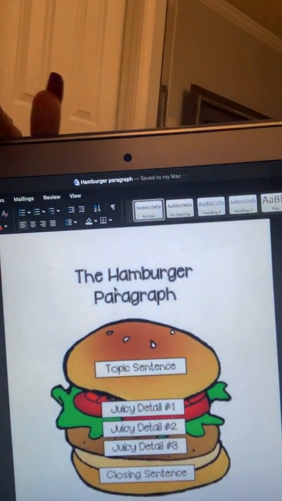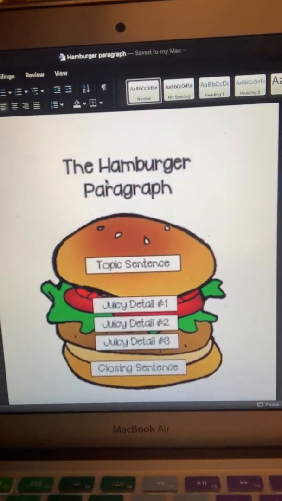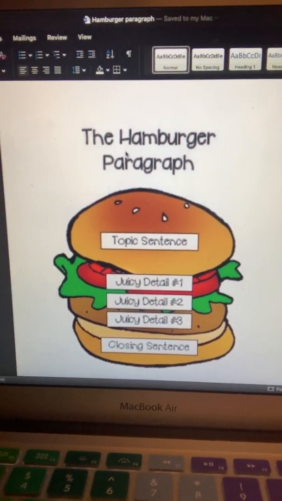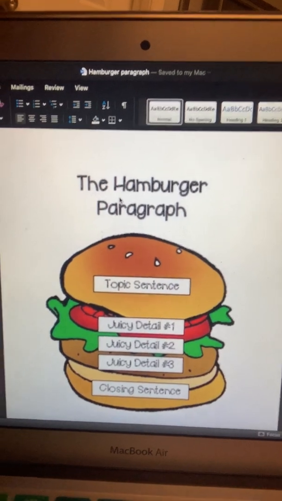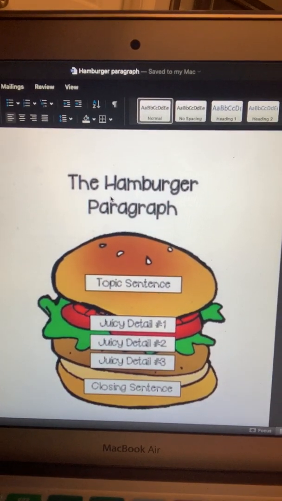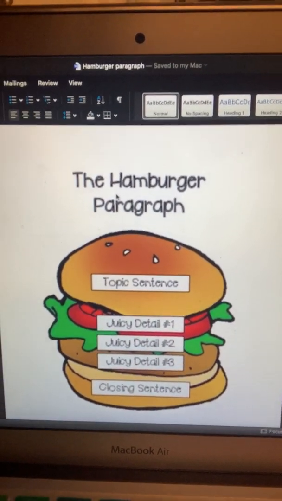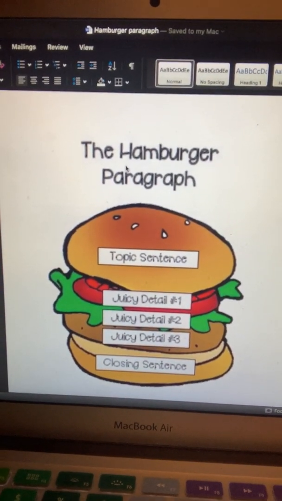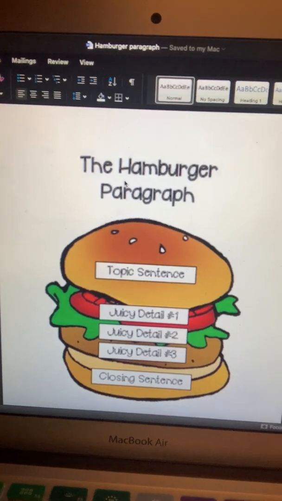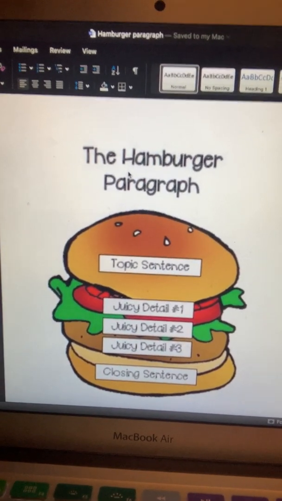So let's take a look at our hamburger chart, which shows us the structure of how our informative paragraph should be. So first, we start out with our topic sentence or focus statement. And if you remember, our topic sentence or focus statement tells what your topic is going to be about. What is your paragraph going to be about? And in this case, how beaks help birds survive.